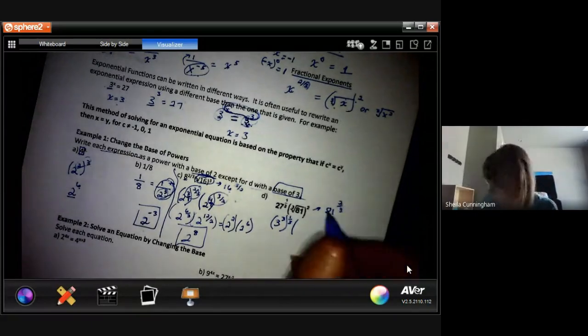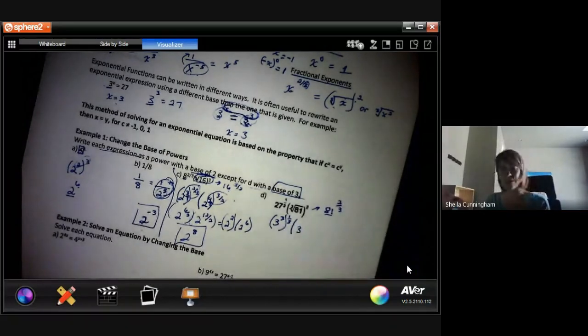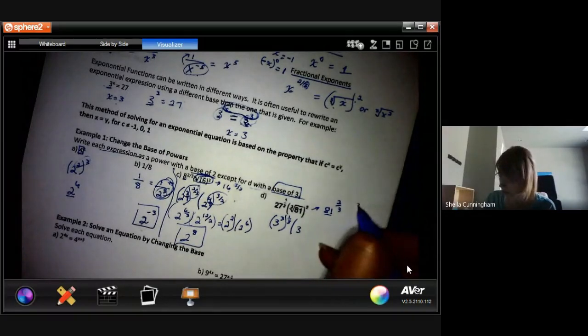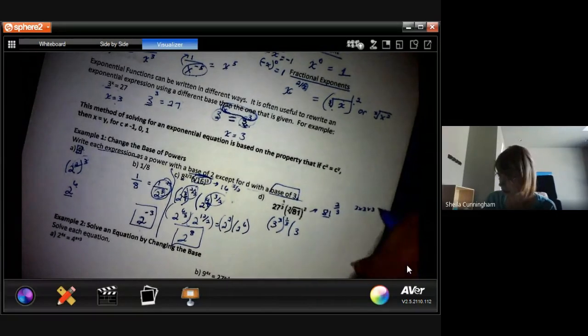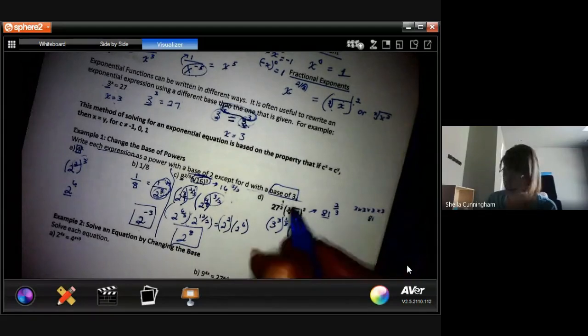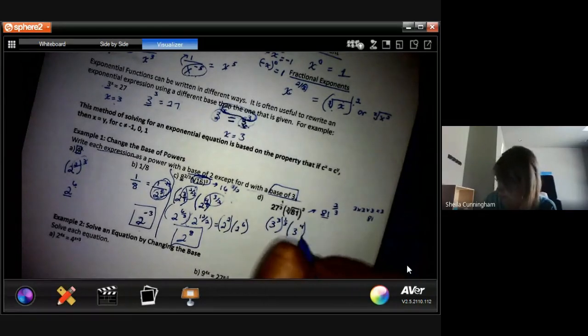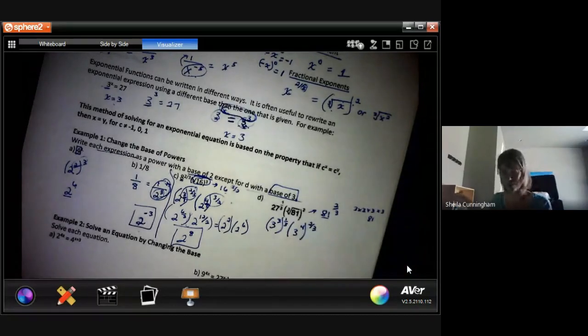Now, I have to think about the 81, and I need to write it as a base of 3. So now I have to think to myself, 3 to what power is going to give me 81? Well, 3 times 3 is giving me 9, times another 3 gives me 27, times another 3 is going to give me the 81 that I need. So in this instance, I know that 3 to the power of 4 is going to give me the 81, and I still have it to the power of 2/3.